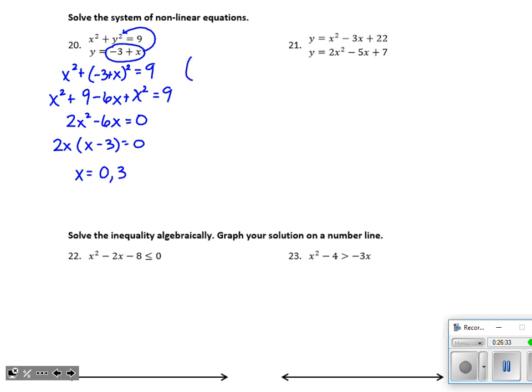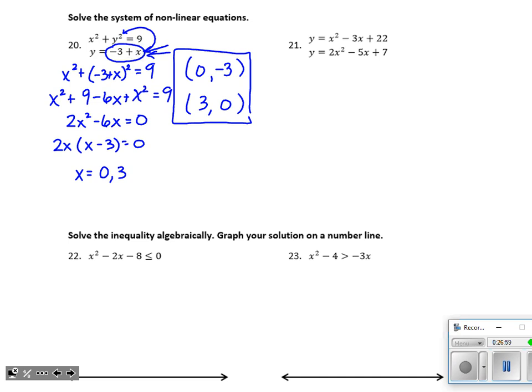That means my solution points are 0 comma something and 3 comma something. And let's plug those into this nice second equation to find the y values that go with them. If I plug in a 0, y equals negative 3 plus 0. It's just negative 3. If I plug in an x value of 3, y equals negative 3 plus 3. Oh, that's 0. So those are my two solution points for that one.